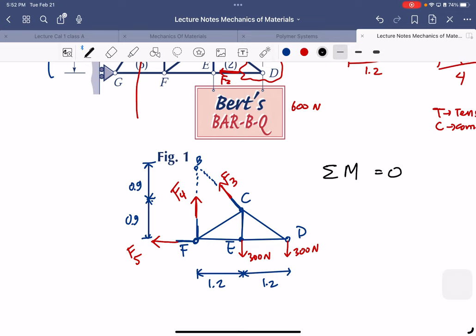Who would think F? Okay, 1, 2. Who would think B? Okay, who would think D?